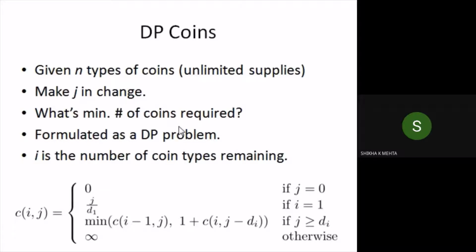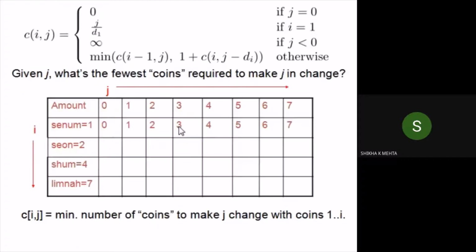If j is greater than or equal to d_i, the denomination value for that position, we take the minimum of two values: C[i-1][j], going to the previous row in the same column, and 1 plus C[i][j-d_i]. Otherwise its value is infinity, because infinity is the maximum value, so any real value we take will always be less than infinity. This is how we fill the matrix when solving the coin change problem using the dynamic programming approach.